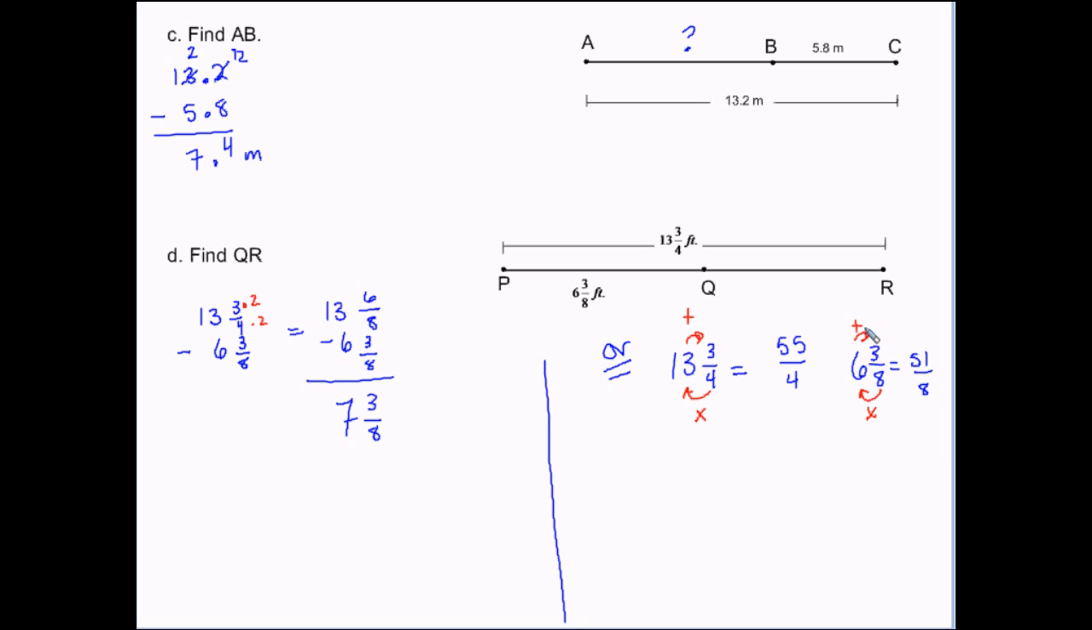Okay? So I have 55/4 plus 51/8, and I need to turn this into eighths, so I'm going to multiply by 2. So that's going to be 110 plus 51, 161/8. And that's feet. I left feet off, sorry. So again, either answer I would accept.